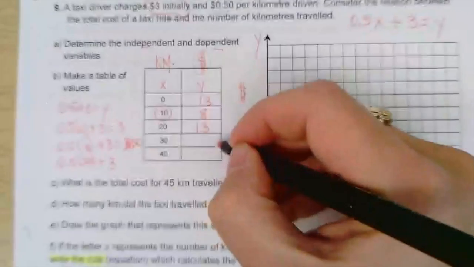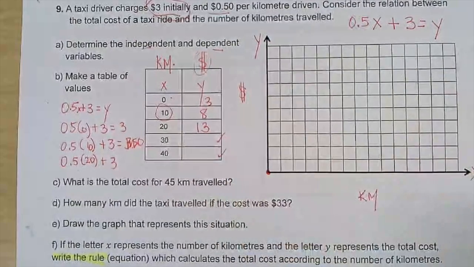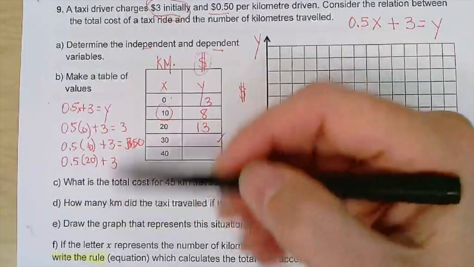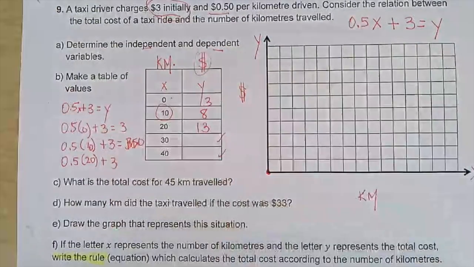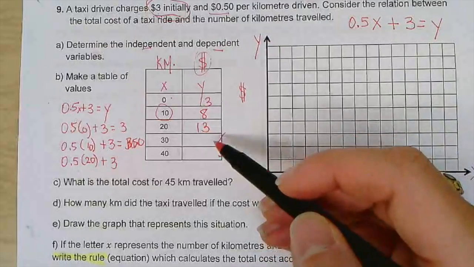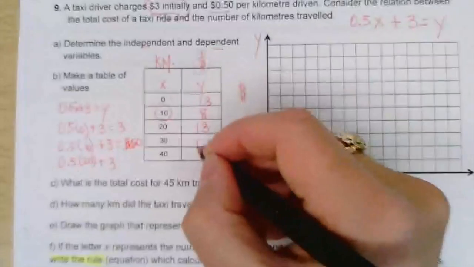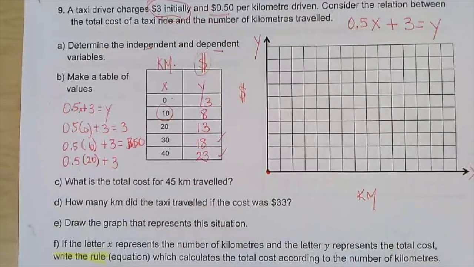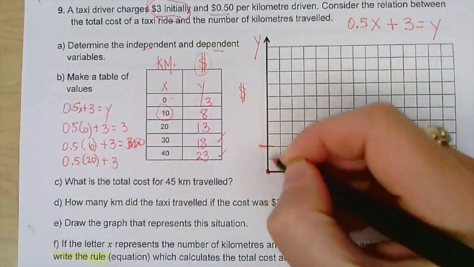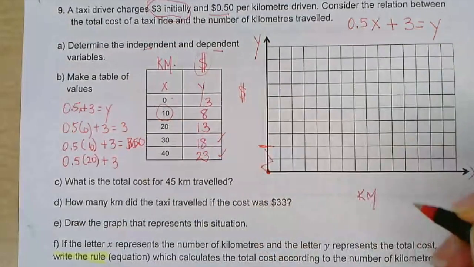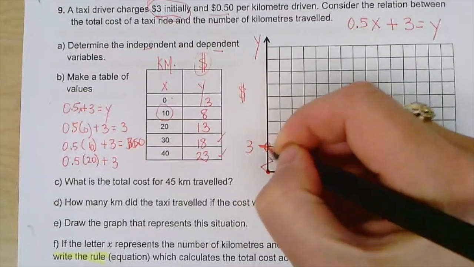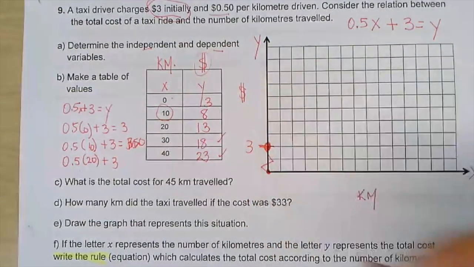And please find out what the next two are for me, using your rule. What would be after 13? 18. And after that, $23. I'm going to start right here on my broken graph at $3, because this is where it's going to start. $3. Right here it's going to start.